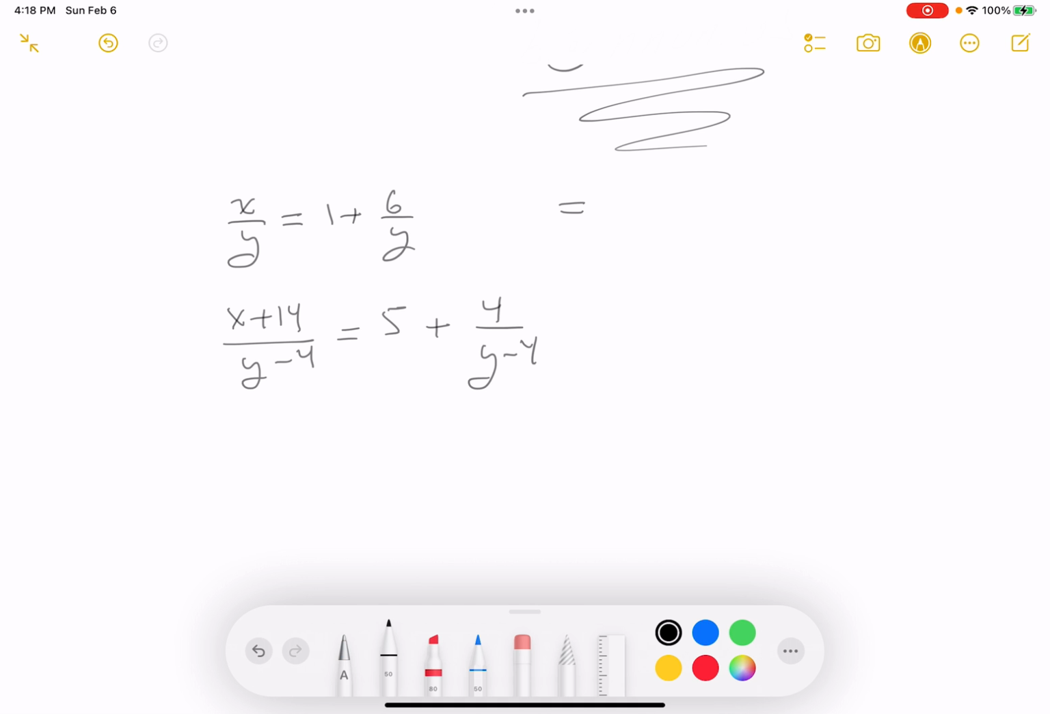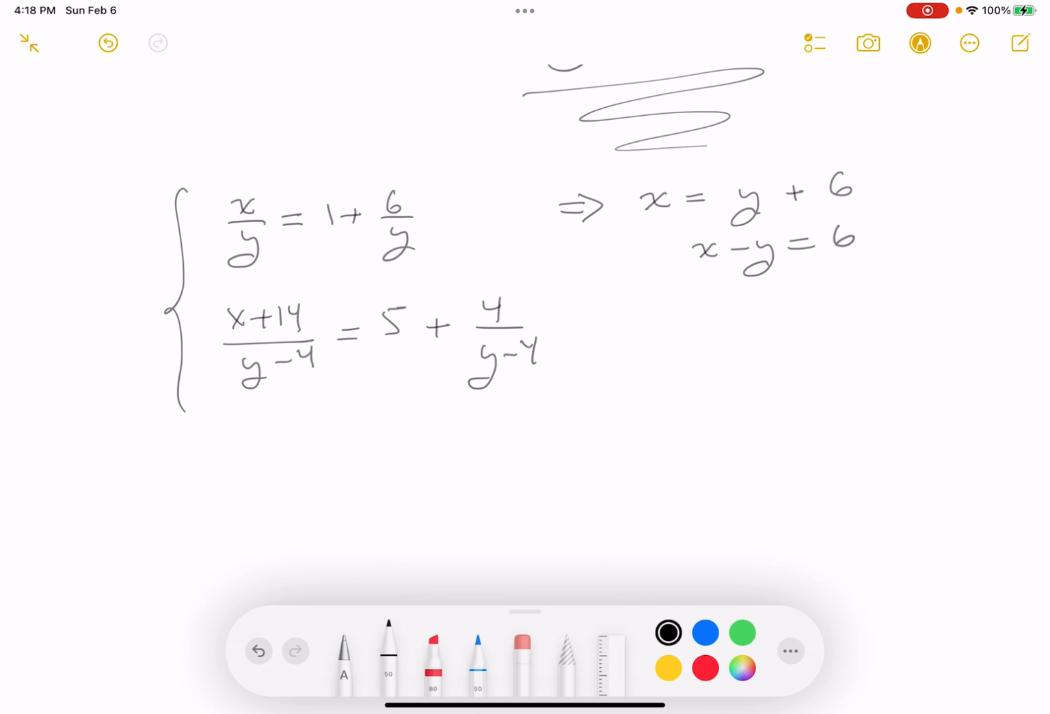And I'm going to simplify these. You may wonder why simplify. It's much easier for me to proceed forward. You may decide differently. But in this one, I'm going to multiply both sides by y. You would get x equals y plus 6. I'm going to write this a little bit differently, as x minus y is equal to 6. Well, that's a relatively simple equation.